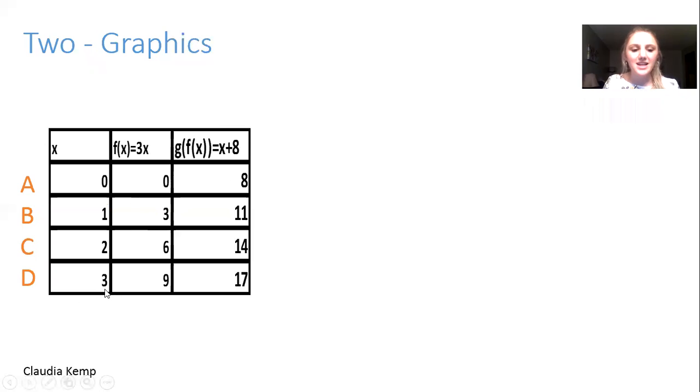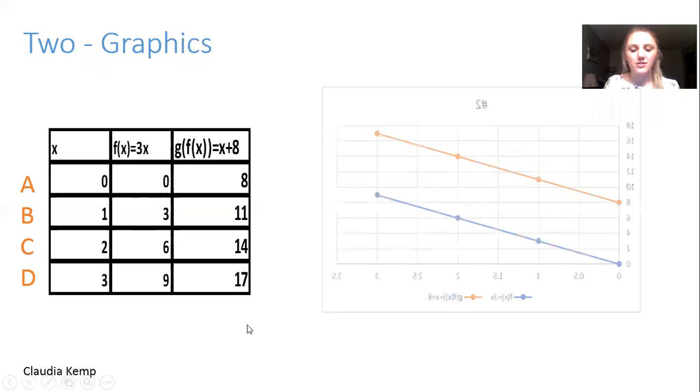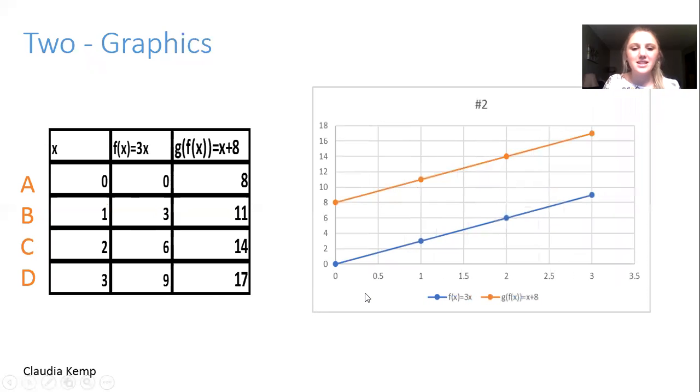And then finally D, 3. 3 times 3 equals 9. And then adding it into this function right here, 9 plus 8 equals 17. And here I have graphed them for you. You can see these 2 functions are very similar, but they are not the same.